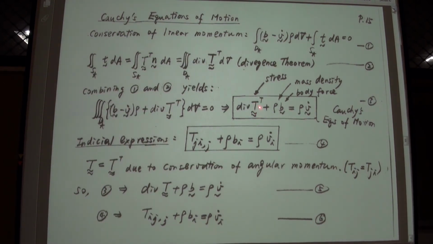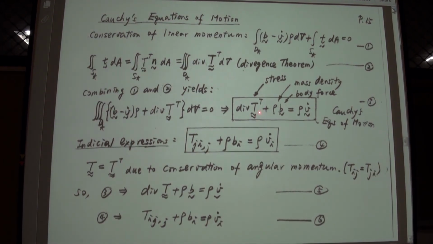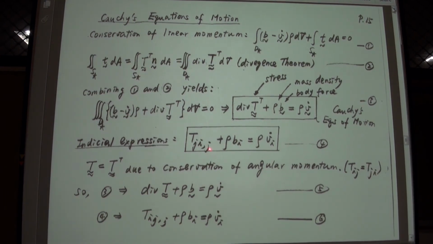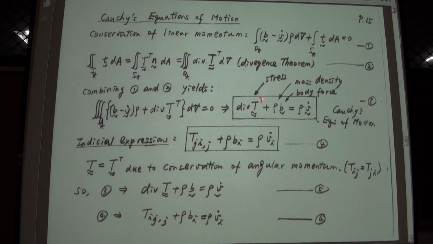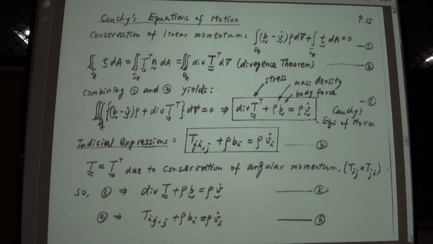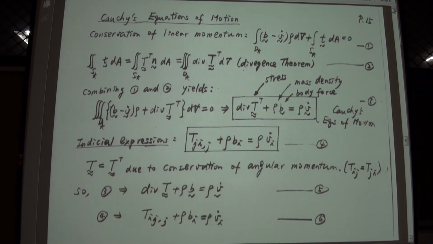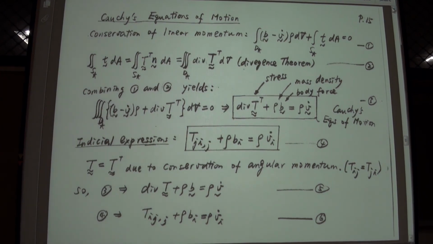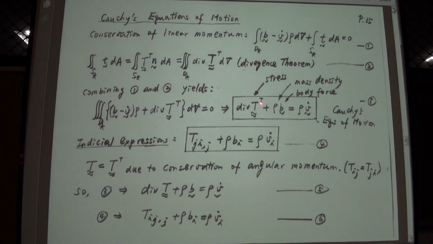We can also write this equation in terms of the index expression. Okay, this is the T^T. This small t means the transpose operation. So we write this term as T_ji, not T_ij. T^T is T_ji, not T_ij.